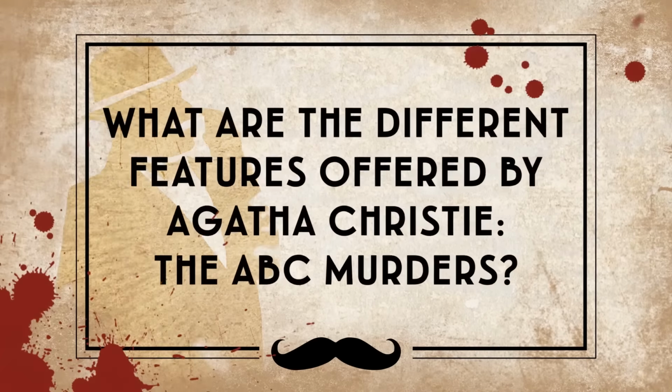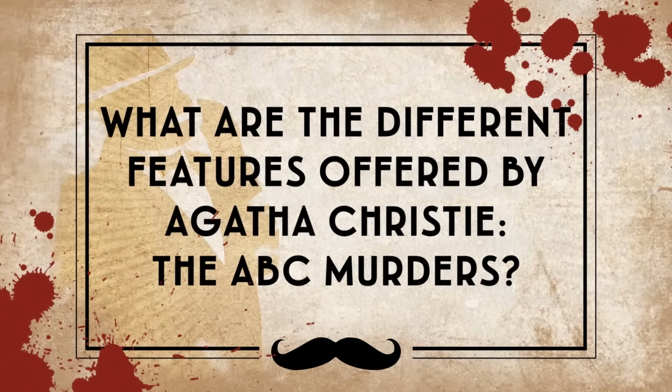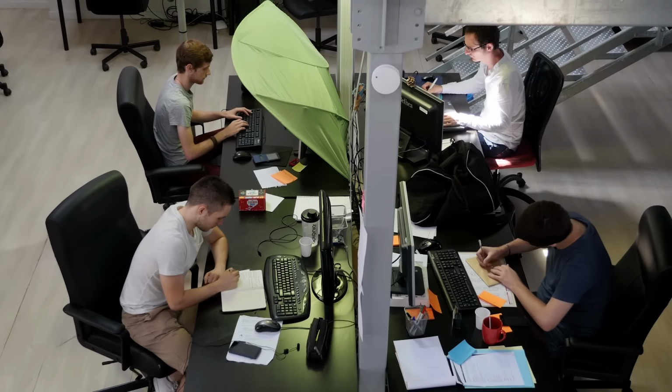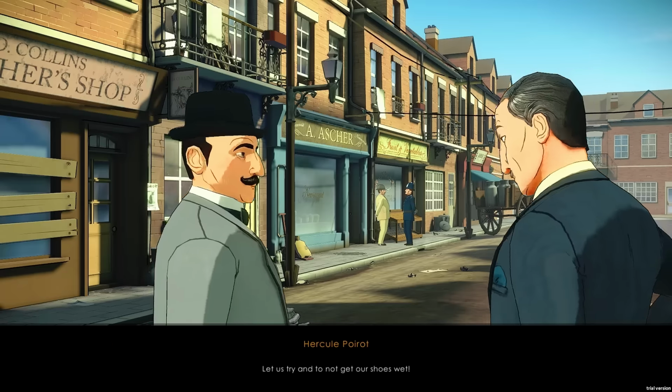What are the different features offered by Agatha Christie, the A.B.C. murders? The work done on the game concept was essentially work on the gameplay mechanisms which best enabled the portrayal of the person of Hercule Poirot, who is a relatively strong character with very pronounced personality traits. Hercule Poirot was such an intellectual character that it was necessary to intellectualize as much as possible the game's mechanics.